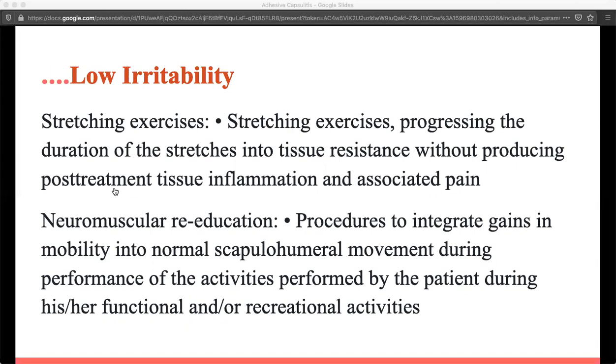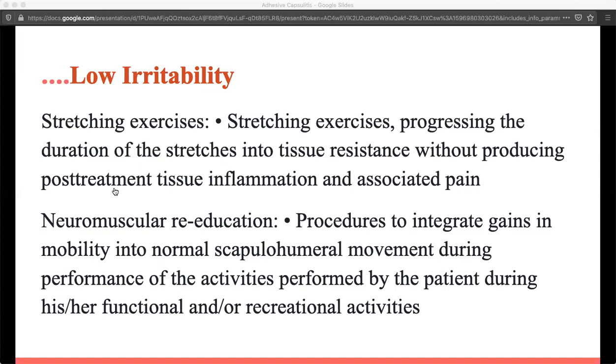Sometimes in the freezing stage too, you'll see a low irritability patient. I've seen a couple of patients just 6 months down the line, so still just towards the end of their freezing stage, and they're doing fine. They're very low irritability, and we were able to do a lot more. So these patients probably got better close to that 12 to 18 months, so close to the 12 month rather than the 18 months. With the stretching exercises, again, you can progress the duration of stretch into tissue resistance as long as you're not causing any post-treatment pain.